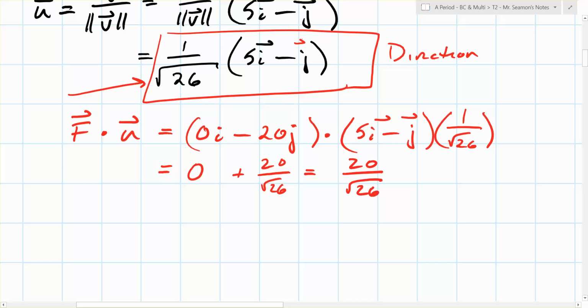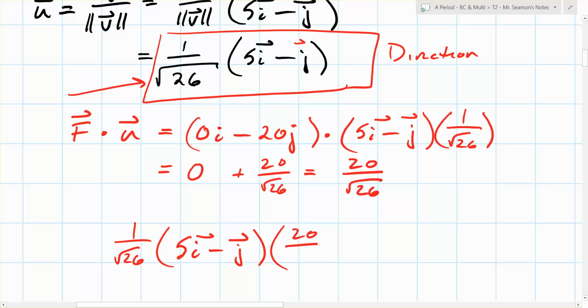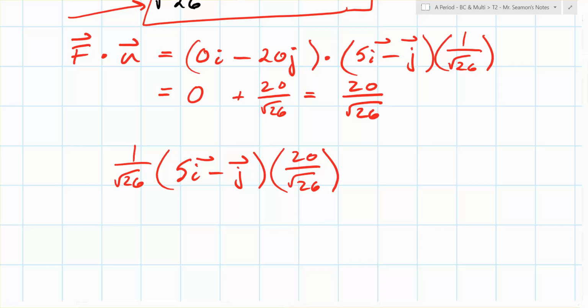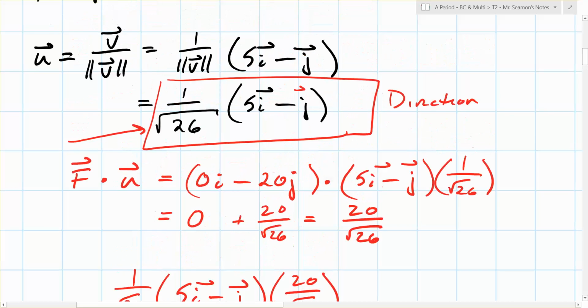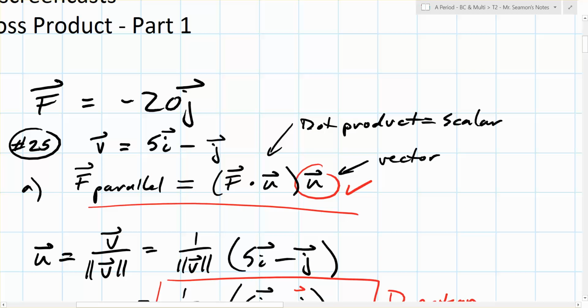So what are we doing? We're taking this 1 over root 26, 5I minus J, and multiplying it by 20 over root 26, because that's the magnitude we want. Something nice cleans up: you end up with 10 over 13 times 5I minus J. You could leave it like that, or multiply in the 10 over 13. Remember this: F parallel is F dot U, U.